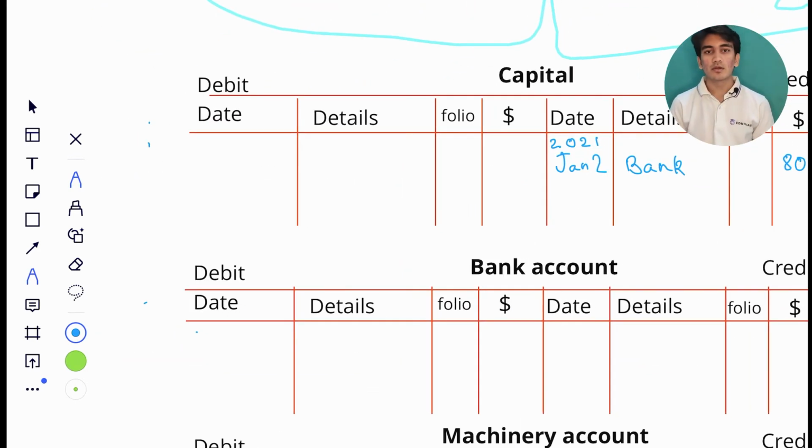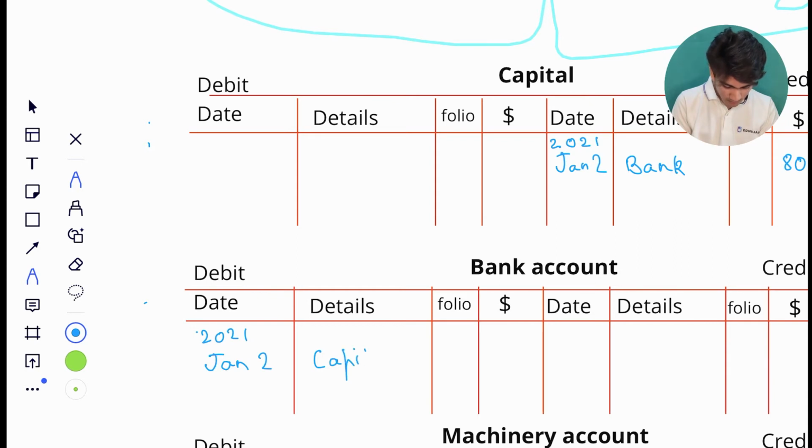Similarly, in the bank account, which is receiving, we will go to the debit side, because the debit side is for receiving. So we'll start by writing the date. We have the year, then the day on which the transaction is taking place, January the 2nd, then capital account. We'll write capital account under details, because that is the account that is giving the bank account the $80,000. And under dollars, we'll write $80,000. Perfect.